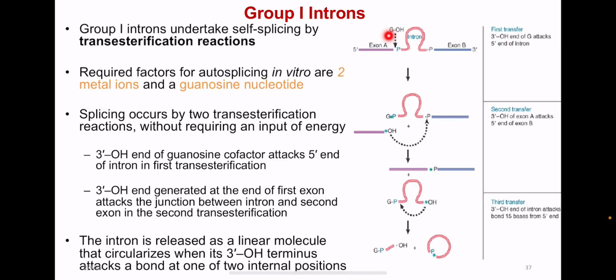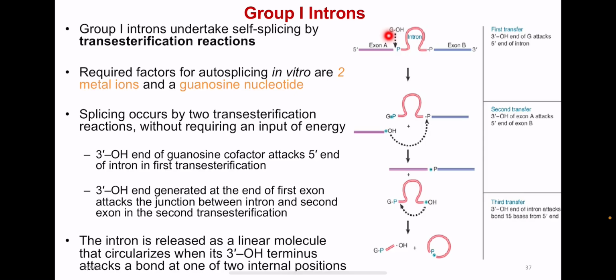So group 1 introns splicing, in a diagram, actually looks similar to the splicing in mRNAs, but the mechanism is not the same. It also is made of two esterification reactions, just like in the splicing of mRNAs. But here you won't need any proteins, the U1, U2, U4 and so on. The required factors are just two metal ions and a guanosine nucleotide.